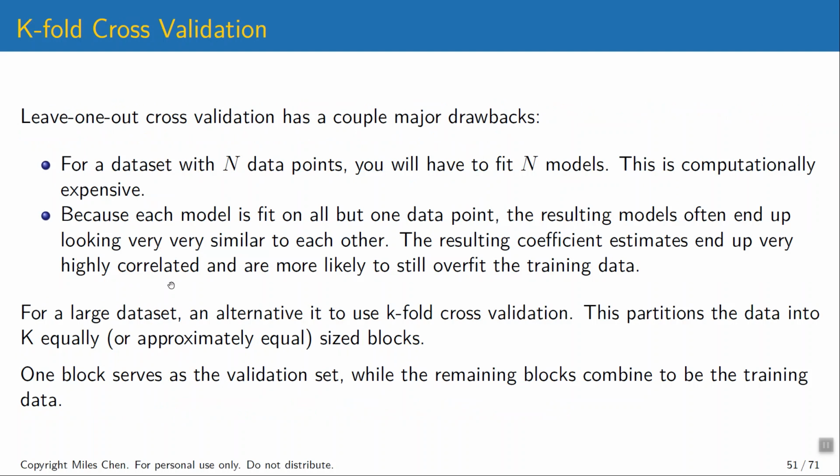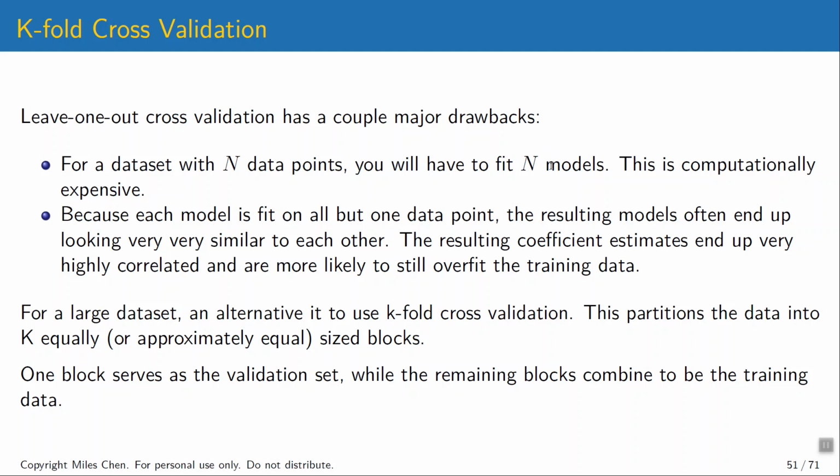So k-fold. Leave one out cross-validation has a few major drawbacks, right? One of them is that if we've got a lot of data points, the cross-validation requires you to fit n models, okay? Because each observation gets a turn at being the validation point, and so you're going to have to fit a model to everything else, and you're going to have to fit a total of n different models. So this is going to be very computationally expensive if you have a data set of moderate size or more, okay?